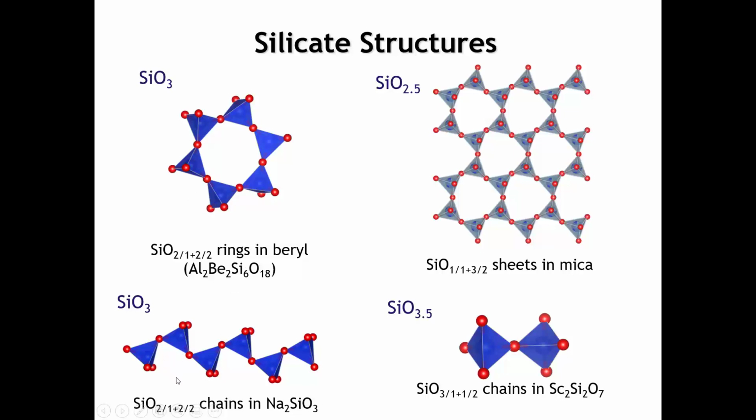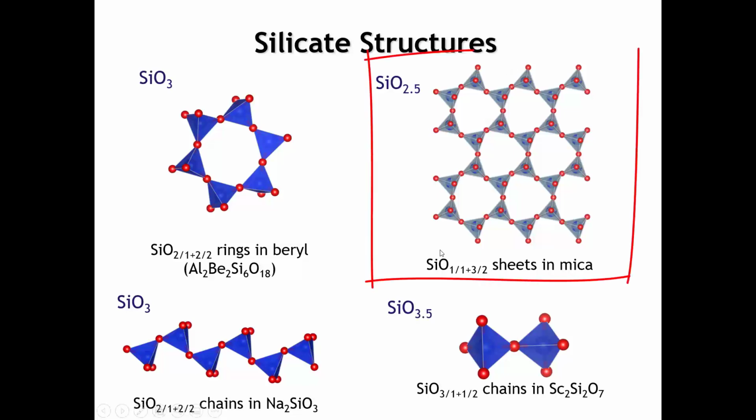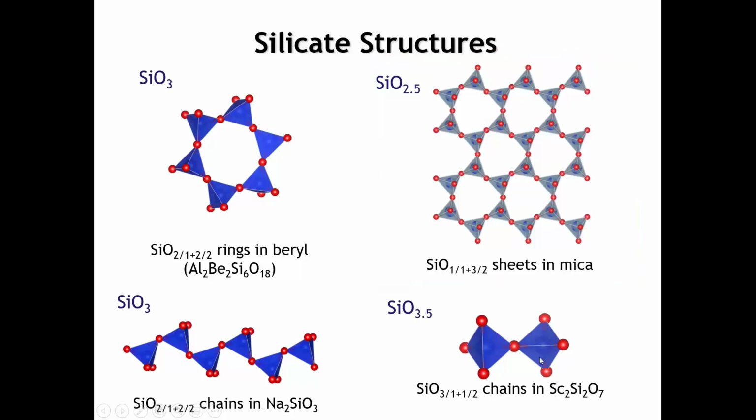But below, in sodium silicate, you can see we have the same ratio of silicon to oxygen, but here we have an infinite one-dimensional chain of corner-connected tetrahedra. In the upper right, this is just a portion of an infinite sheet of corner-connected silicon tetrahedra that you get in mica. And then down here in the bottom right, we see this pyrosilicate group, or this dimer of corner-connected tetrahedra that we saw in scandium silicate.